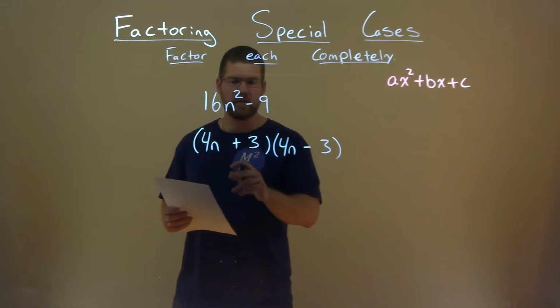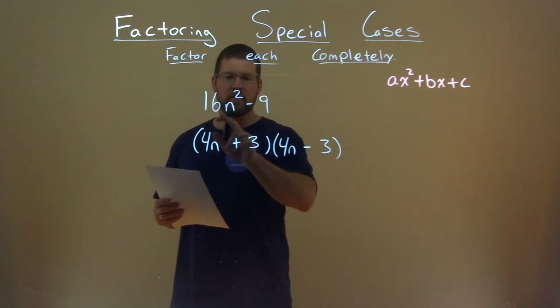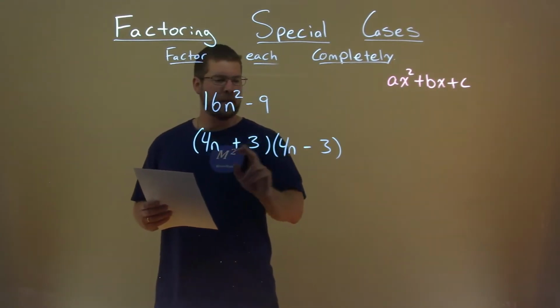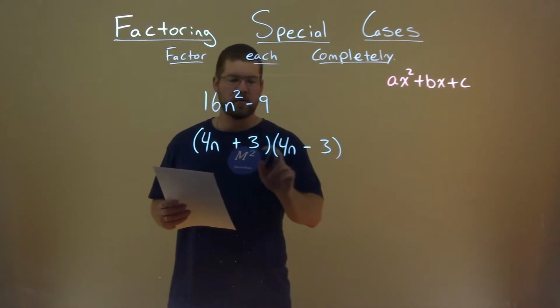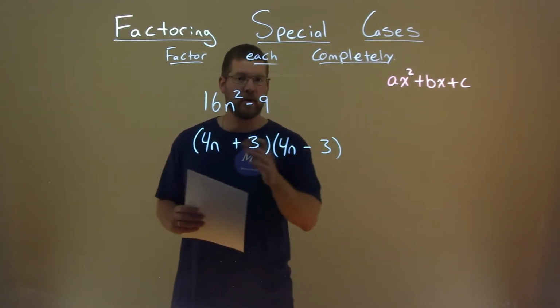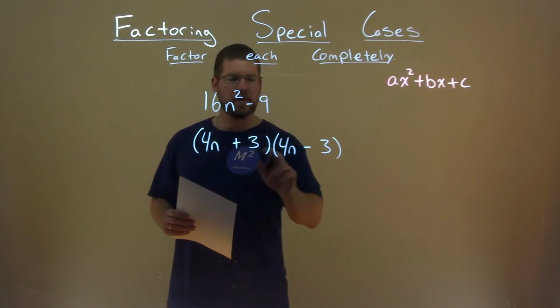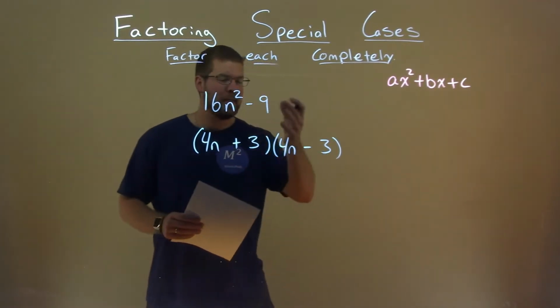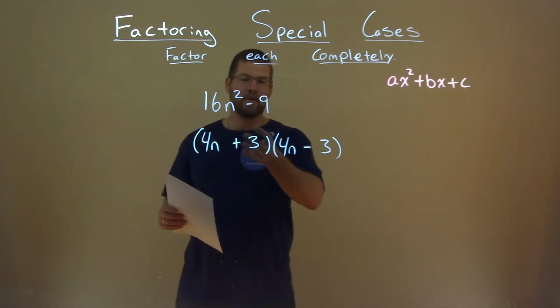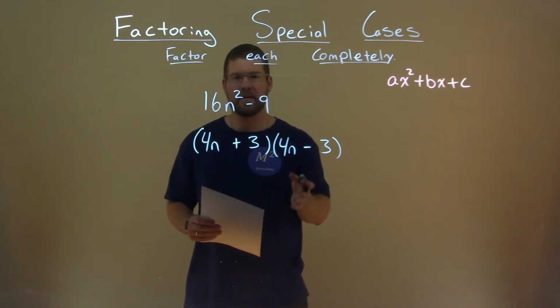So now let's look at this. 4n times 4n is 16n squared. 4n times a minus 3 plus 3 times 4n equals 0. They cancel each other out. There's a 0bx right there. 3 times a minus 3 is a negative 9, and there we have our answer: 4n plus 3 times 4n minus 3.